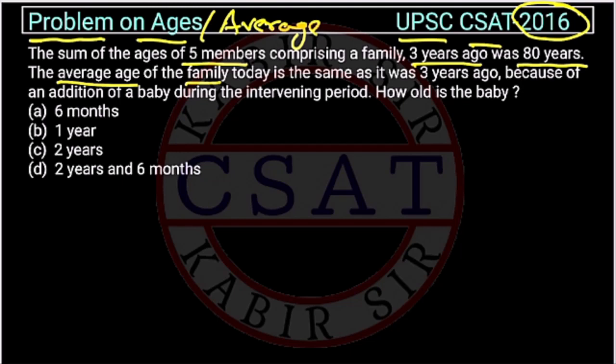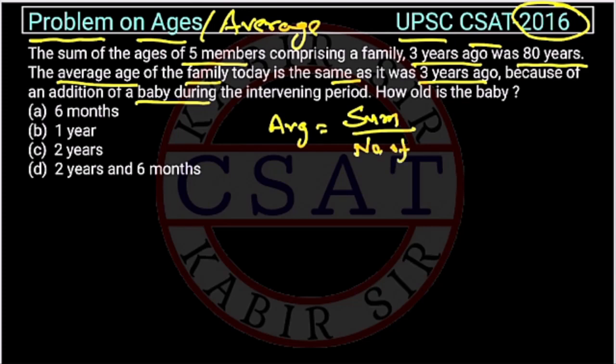The average age of the family today is the same as it was 3 years ago because of an addition of a baby during the intervening period. How old is the baby, right? So first of all, the first thing they are saying is, okay, what was the sum 3 years ago? So that is 80, right? So what is the formula of average? Average is equal to the sum of observations, or the sum of items, upon the number of observations or items.